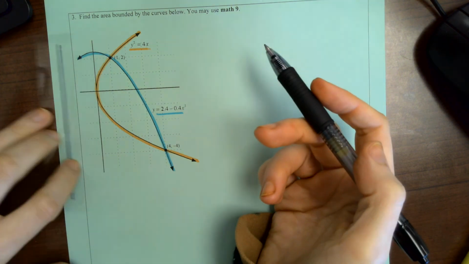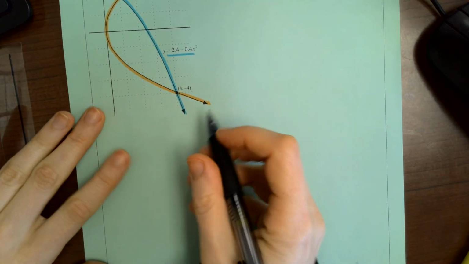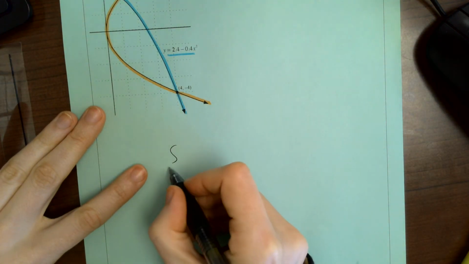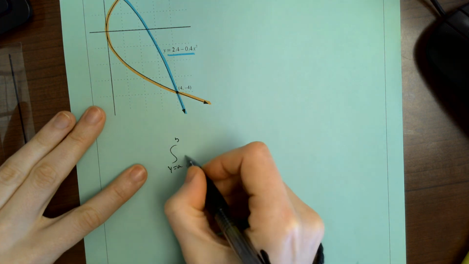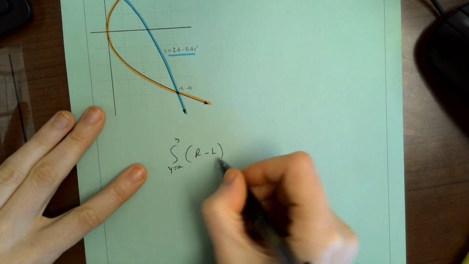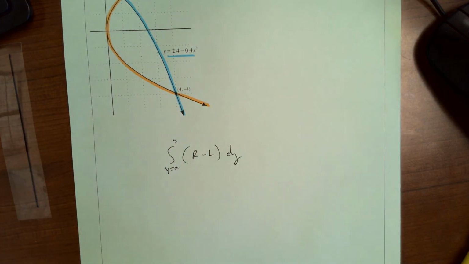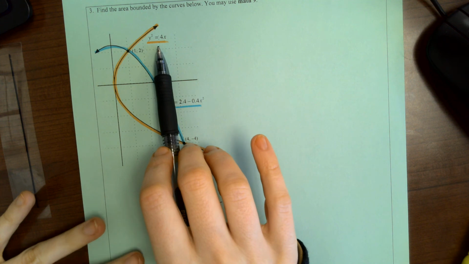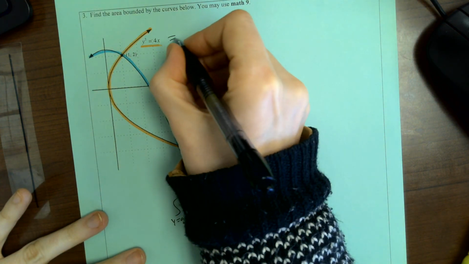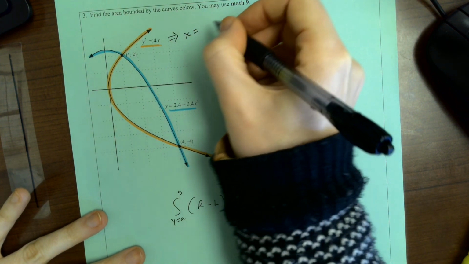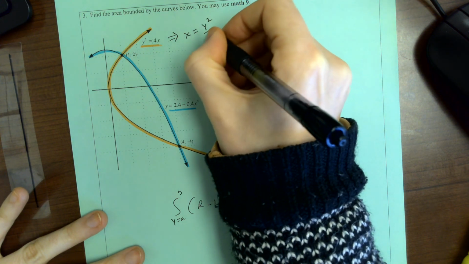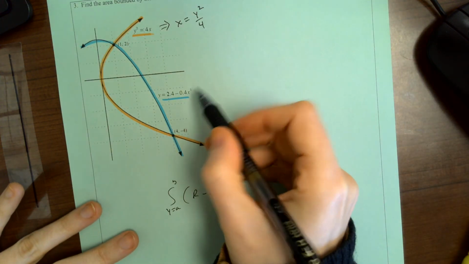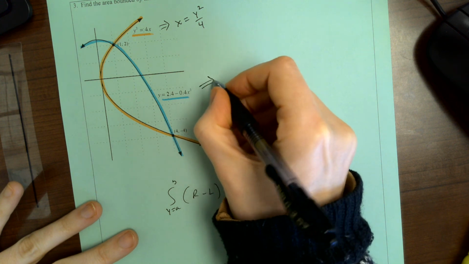So we want to use the integral from y equals a to b, right minus left, dy. We need everything in terms of y, which means you've got to solve for x. This orange graph was given to us like this, so we've got to solve for x. So x equals y squared over 4. This one we've also got to solve for x.